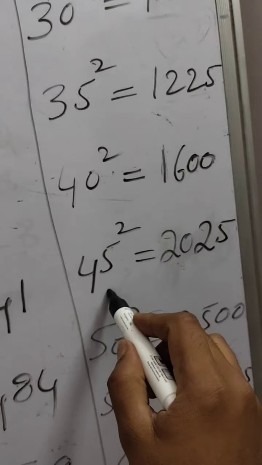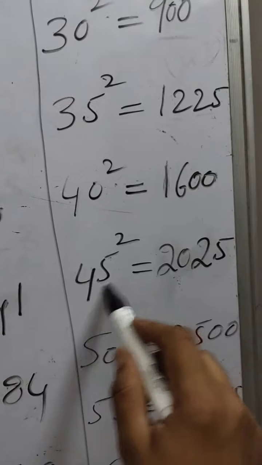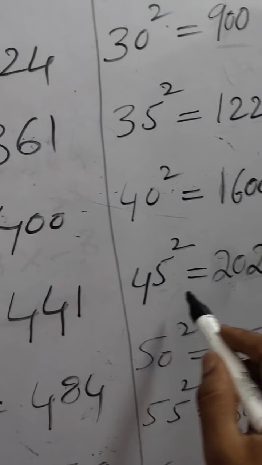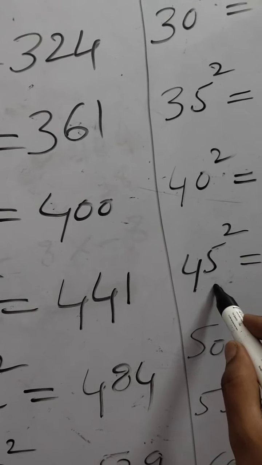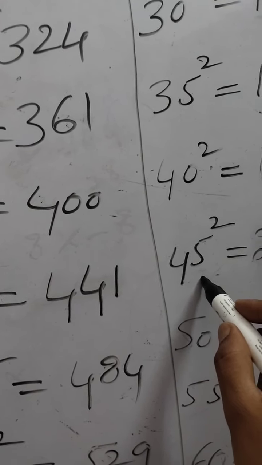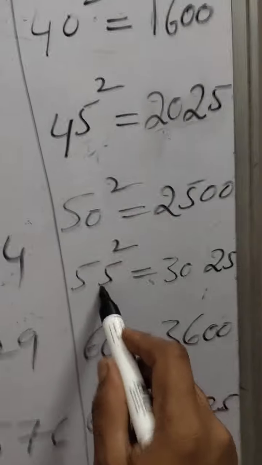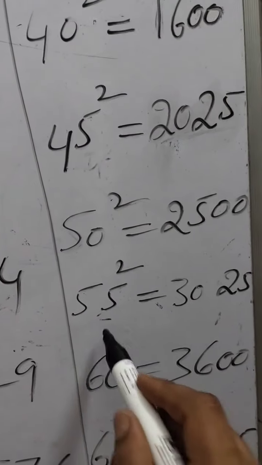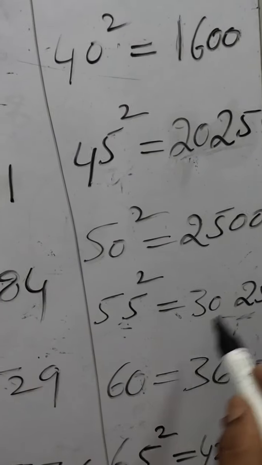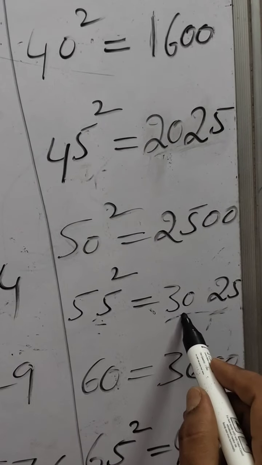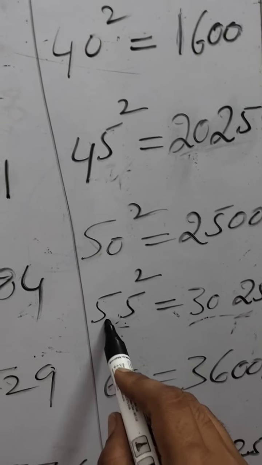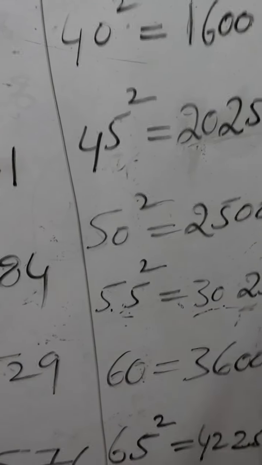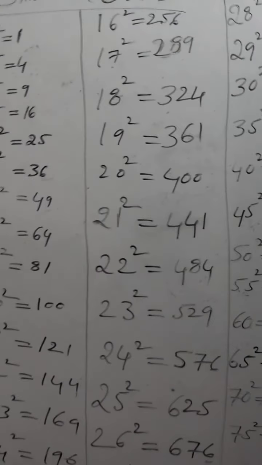Come to 45. You will understand better. 5 5 is 25. Keep this 25 aside. Then 4 square plus 4. 4 square means 16, 16 plus 4 is 20. So 45 square is 2025. Let's see another example. 55: 5 5 is 25. Keep this 25 aside. Then 5 square plus 5. 5 square means 25, plus 5 is 30. So 3025. Like that you can remember easily.